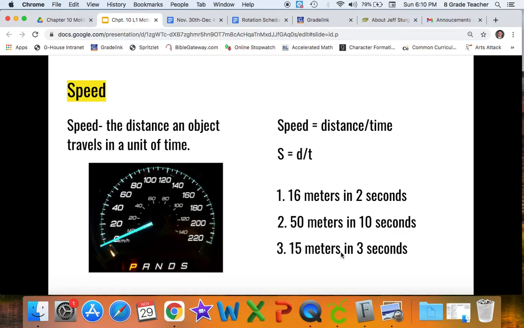Number two, a passenger train travels from Boston to New York. The distance is 350 kilometers in 3.5 hours. What is the speed of the train? 350 divided by 3.5 equals 100 kilometers per hour.